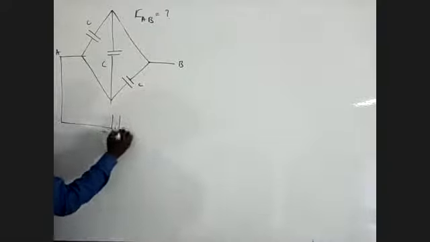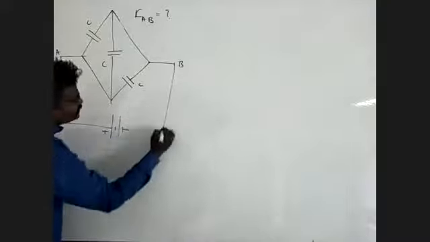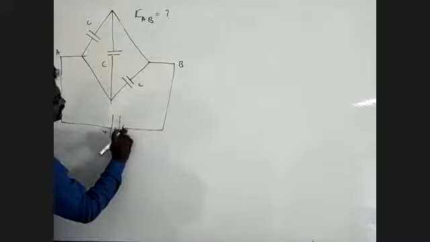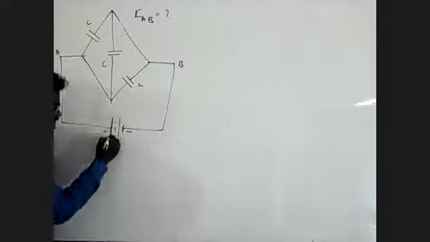A is connected to the positive terminal of the battery, and B is connected to the negative terminal of the battery. Now the circuit is this. I already explained to you. This is a positive plate. The positive plate gives positive potential. This is a negative plate. The negative plate gives negative potential.